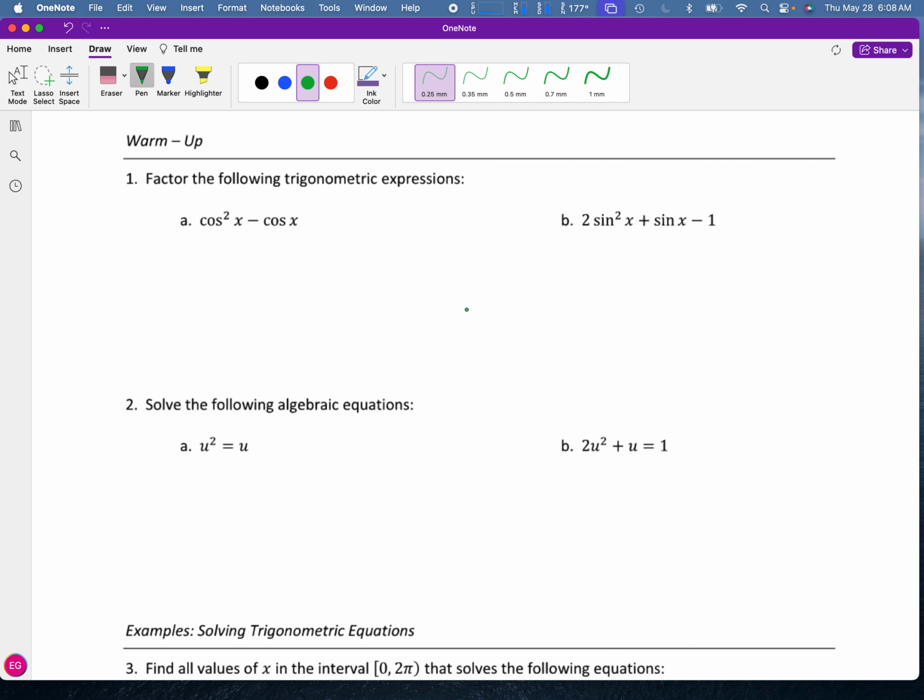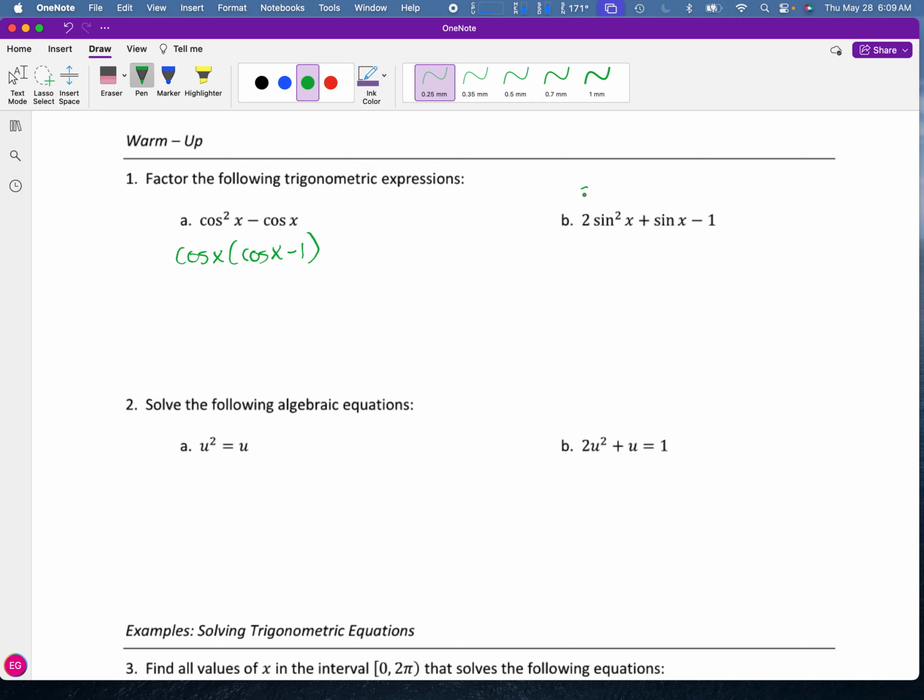You should pause the video and try it yourself. But you're just factoring with basically trig to see if you can figure out how to do that. You might want to use u substitution. So like this first one, I can see there's a cosine in both of them, so I'm just going to factor out a cosine. Now that's nice and factored.